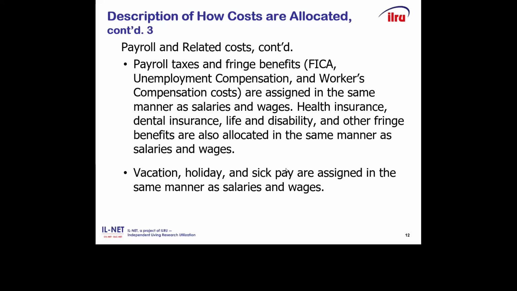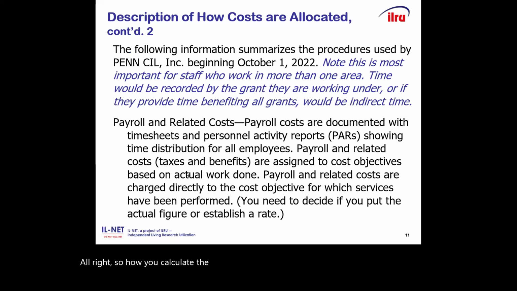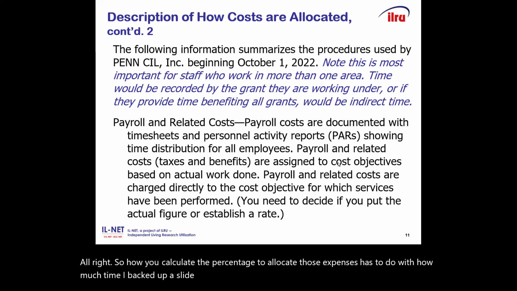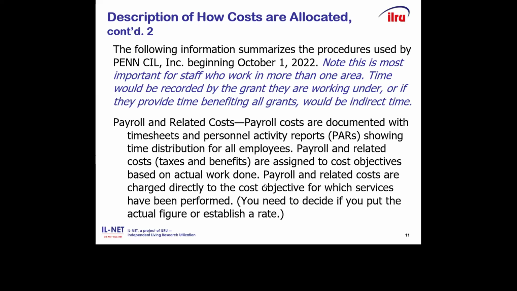All right, so how you calculate the percentage to allocate those expenses has to do with how much time. I backed up a slide again. It has to do with how much time if you're doing it by salary. So if you're dividing out your indirect costs based on how much salary is spent in each one, you've got your direct salary expenses, and then you've got the rest, which fall into the indirect.